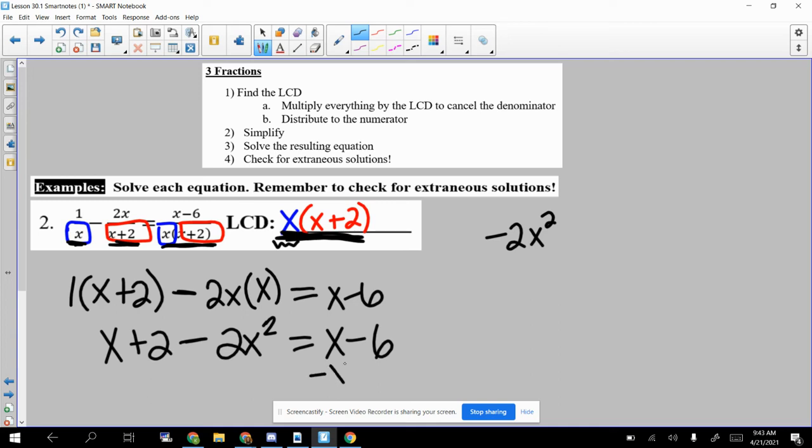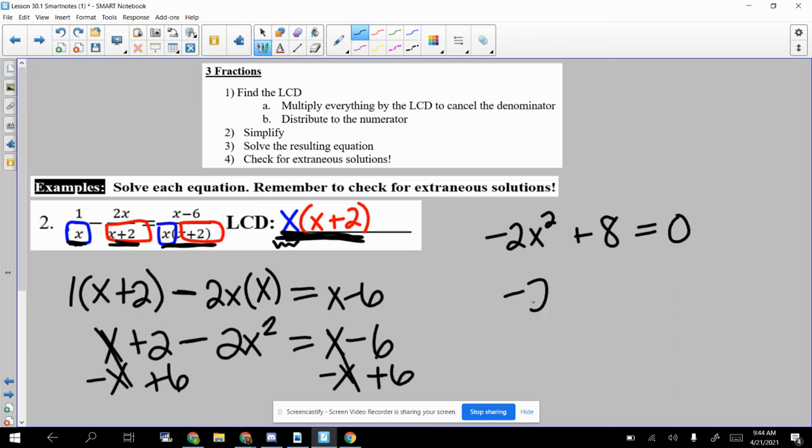And so if I do that, those are going to cancel on both sides. And then I would add over this 6. So that's going to be plus 8 equals 0. Now I can take out a 2 or a negative 2 here, and I will be left with an x squared minus 4.